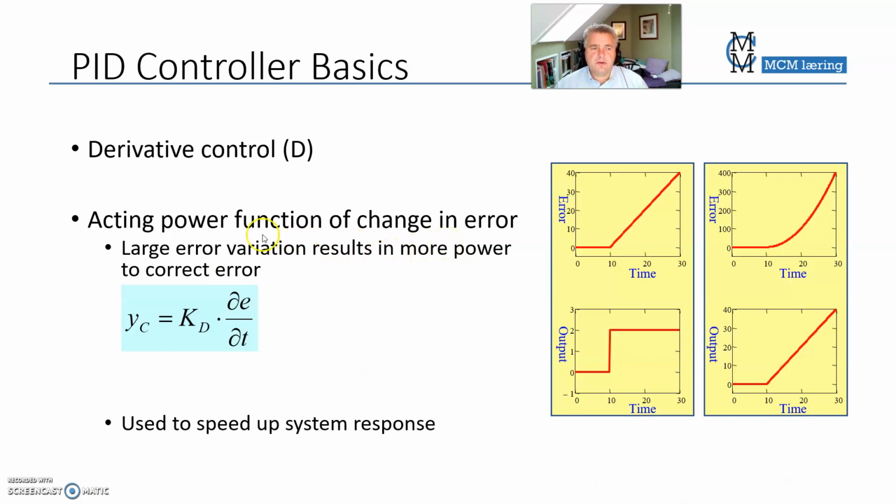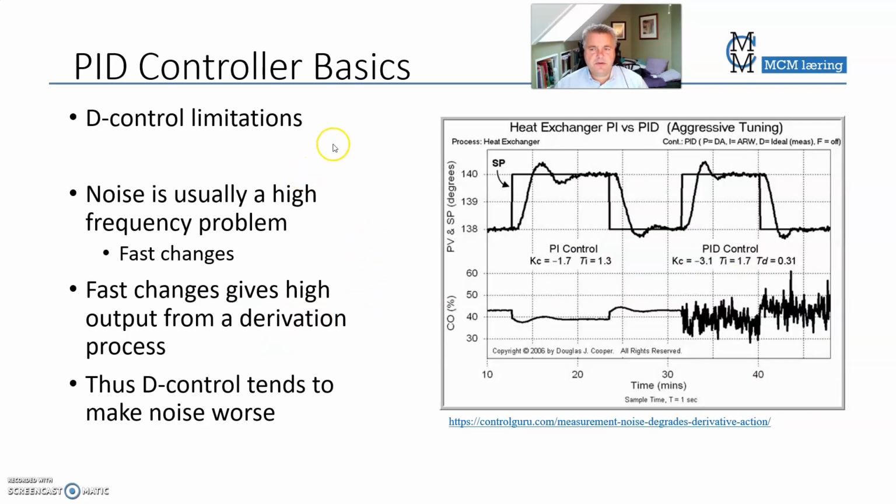And finally, the derivative control is used to speed up the system response because it looks at the change in the error, so it tries to predict the future by looking at the change. If you have a system like this, the PI control will act on this set point that suddenly changed and then dropped down again. The PI control will overshoot a bit but then settle down again. The PID will reduce the overshoot and can even reduce it to 0.